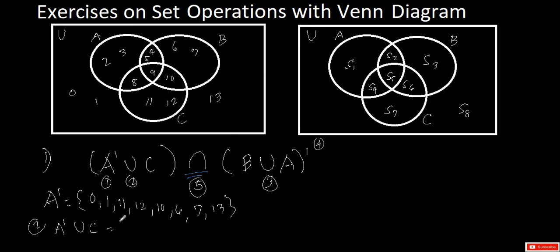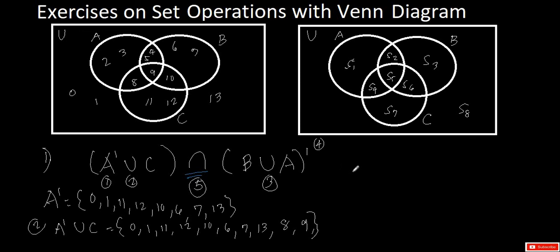We take the union of set C with A complement. So let's list all the elements of A complement first: 0, 1, 11, 12, 10, 6, 7, 13. And let's list the elements of set C which are not in A complement. 11 is already in A complement. What about 8? Let's list 8, 9, 10. 10 is listed already. 11 and 12 are listed already. So these are the final elements for A complement union C for step 1 and step 2.